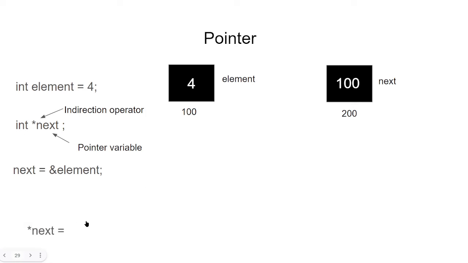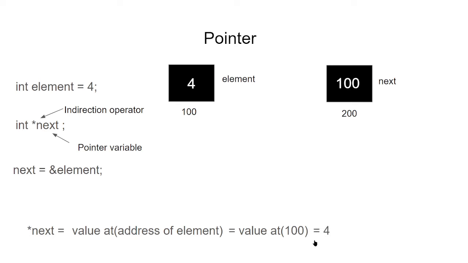In this expression, we know that this symbol in context with the pointer is always read as value at, and this pointer variable always stores the address of another variable, in this case the element variable. So this expression can be expanded as value at address of element, and we know the address of element is 100, so the value at 100 is 4.